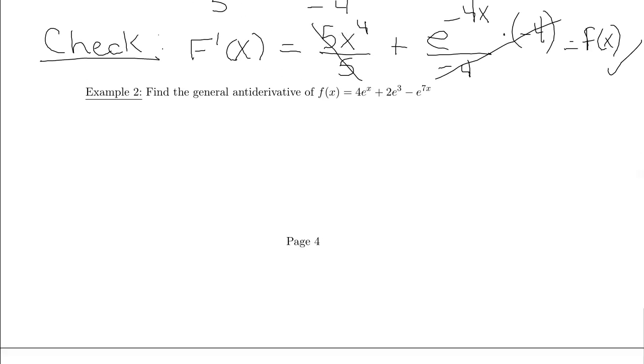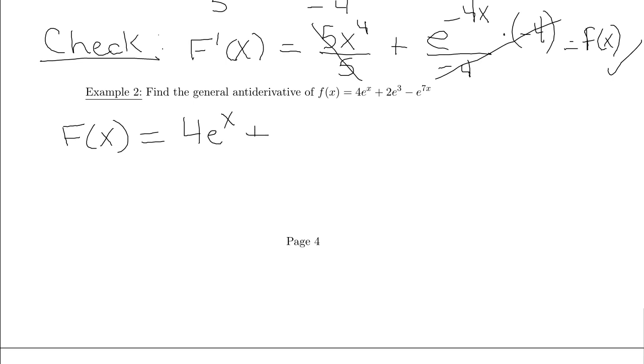So example 2, we want to find the general antiderivative of this function here. It's 4e to the x plus 2e cubed minus e to the 7x. So lots of exponential functions in it. So what would capital F of x be? Well, for 4e to the x, what function has derivative 4e to the x? Just 4e to the x.